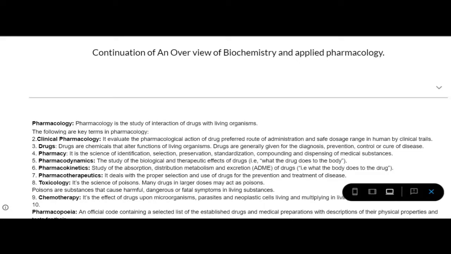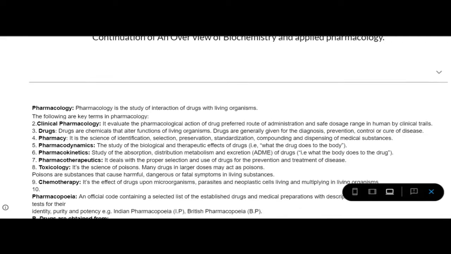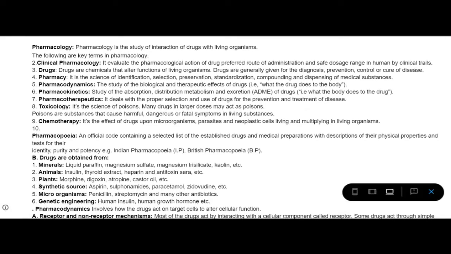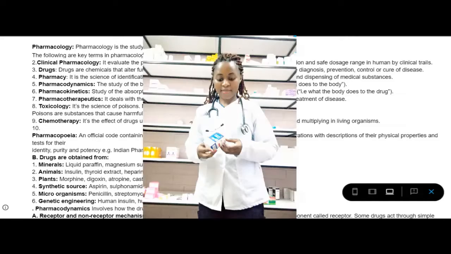So, an overview of pharmacology. What's pharmacology? Pharmacology is the study of interaction of drugs with living organisms. Under pharmacology, we're going to look at key terms like clinical pharmacology, drugs, pharmacy, pharmacodynamics, pharmacokinetics, pharmacotherapeutics, toxicology, chemotherapy, pharmacopoeia, drugs, how they are obtained, and the sources of drugs.